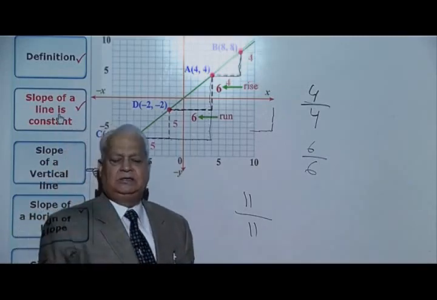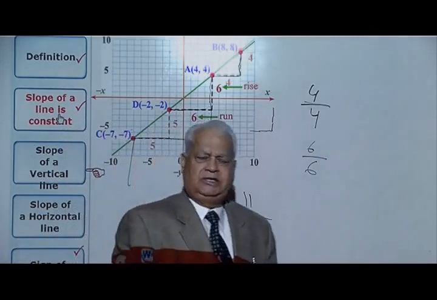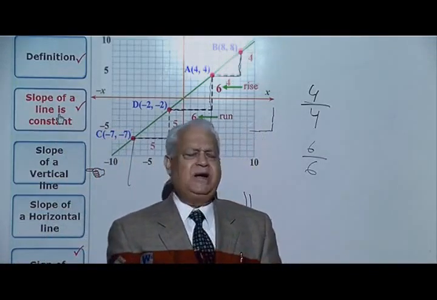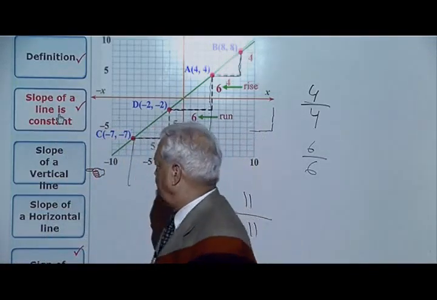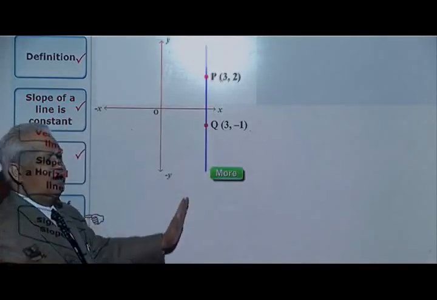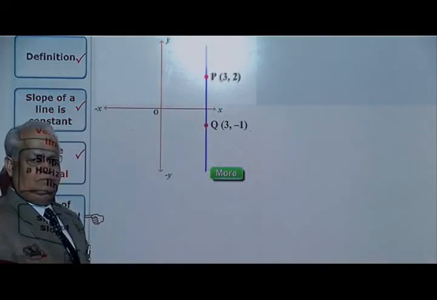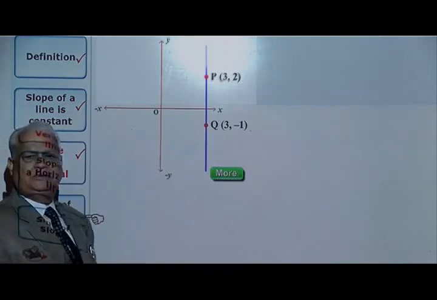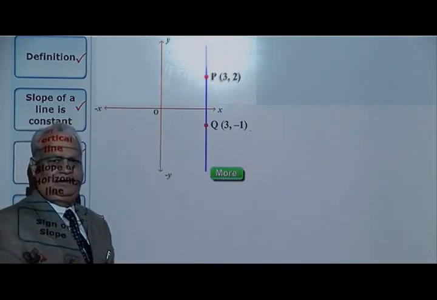So we say the slope of a line is constant. That's one thing you must always remember. It doesn't matter which 2 points you choose. And also, take a vertical line. If the line is vertical, its slope is always undefined.